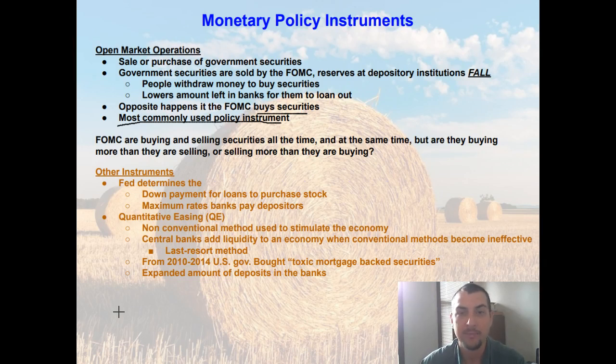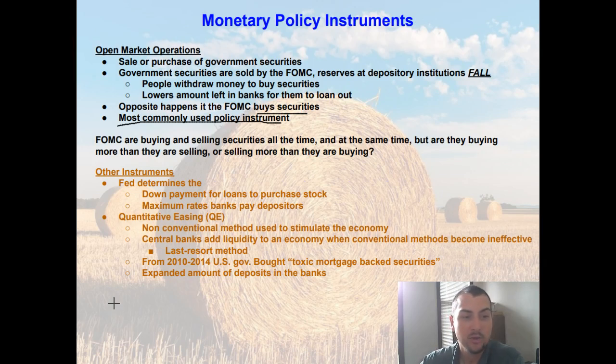Otherwise, what would happen is, if the general public knew that they're buying more than they're selling, then they would kind of hold on to their government securities and try to manipulate the price on that federal government. Because they don't want that to happen, they're always buying and selling. So whenever I say the Federal Open Markets Committee is buying securities, what that really means is that they are buying more than they're selling at that particular time.